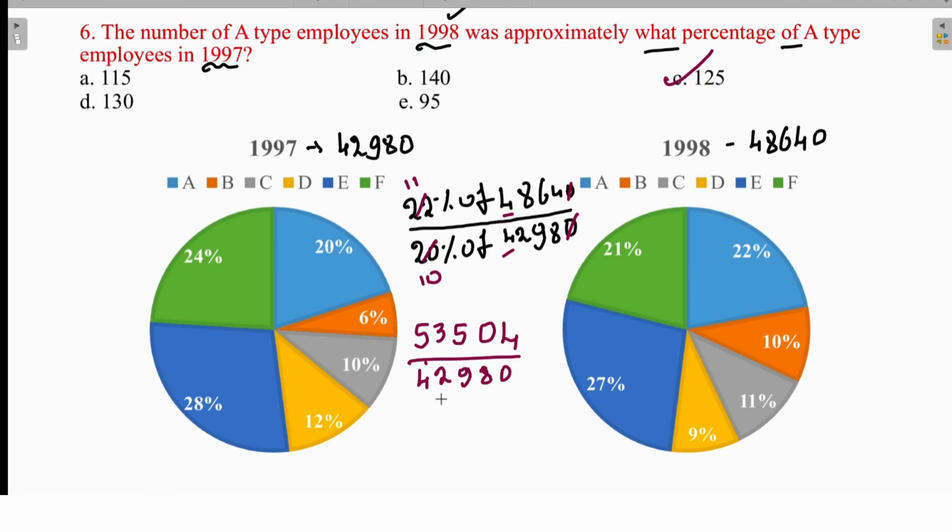If it's 53,504 or 43,504, don't consider that. 50 and 40 only you can take. 50 and 40,000. So 5 by 4 is 125 percentage. So like that we can guess our answer.